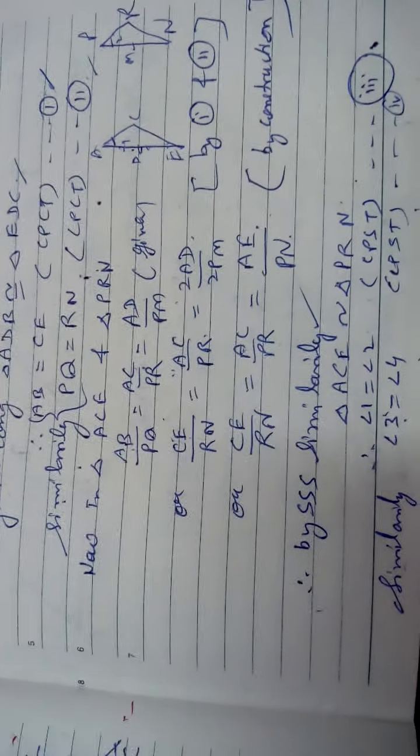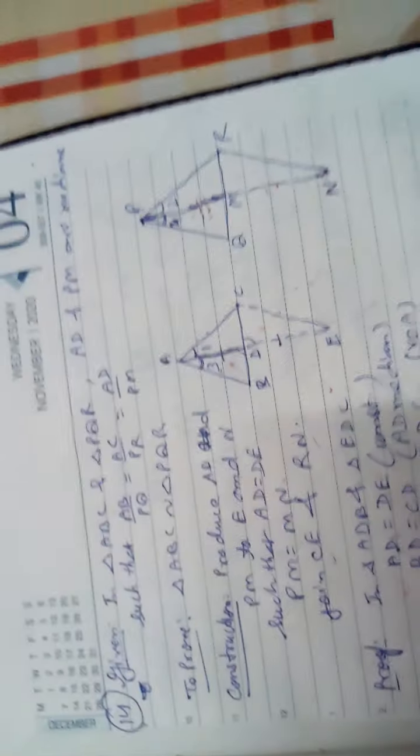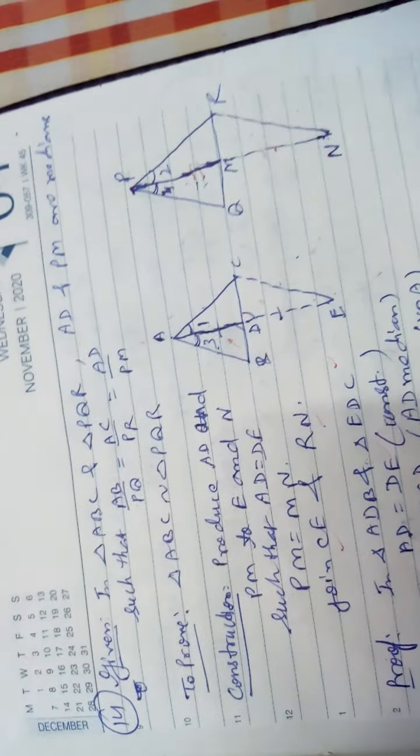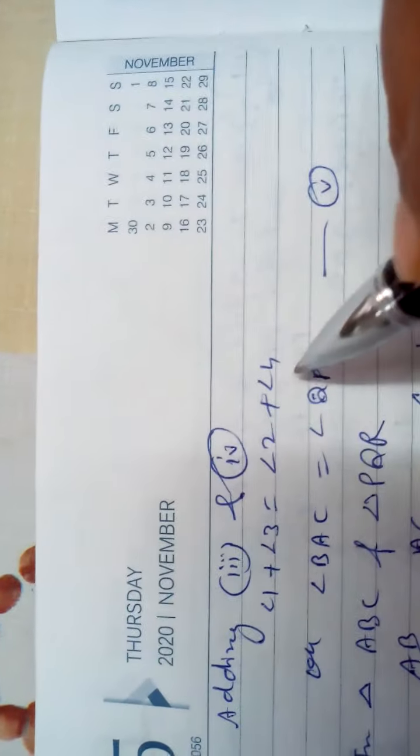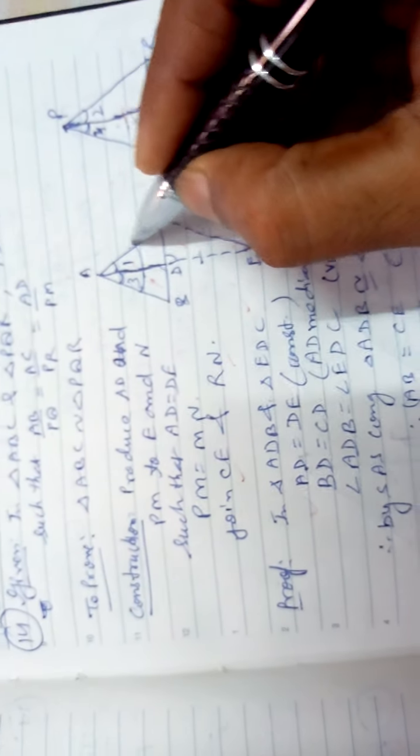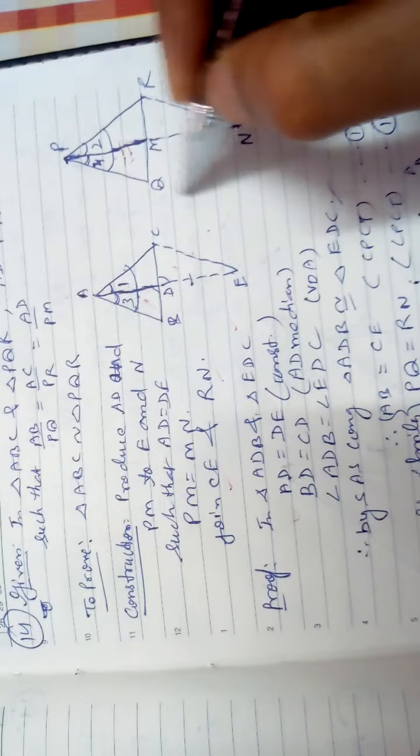Adding for the third and fourth. When you add the third and fourth, what are you getting? 3 plus 4 equal to 1 plus 2. Angle 1 plus angle 3 is equal to angle 2 plus angle 4, which is angle BAC. It is your angle BAC and it is your angle QPR. So angle BAC is equal to angle QPR.